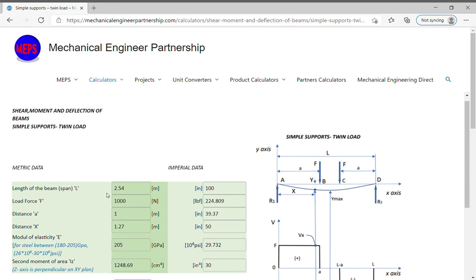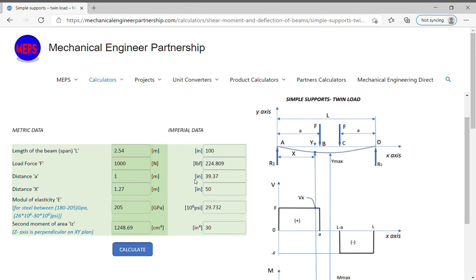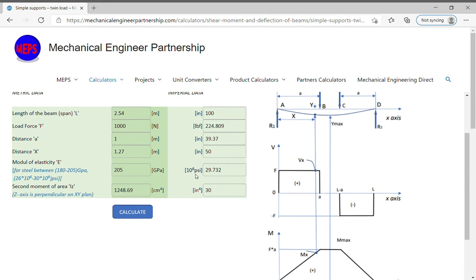Data are the length of the beam L, in meters or inches, twin forces F, in newtons or pound force, a distance of F force in meters or inches, x distance in meters or inches. In this calculation we have the z-axis perpendicular on the xy plane. Modulus of elasticity E in gigapascal or psi, the second moment of area in this case is in centimeter to the fourth power or inch to the fourth power.